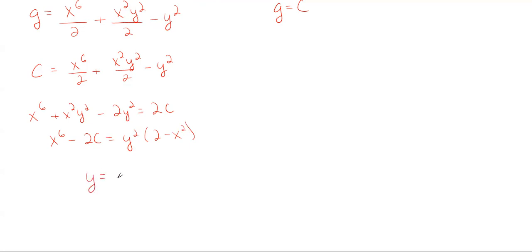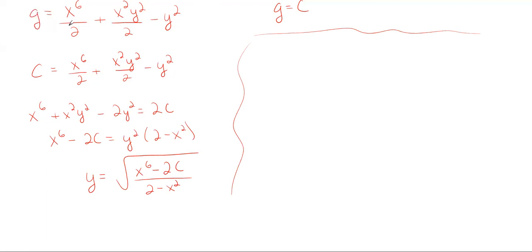And then finally getting y is equal to the square root of x to the power of 6 minus 2 times my constant c, all divided by 2 minus x squared. Well, we have boundary conditions. If we didn't have boundary conditions, this would be our answer. But we do have boundary conditions, and let's just do that work over here real quick.